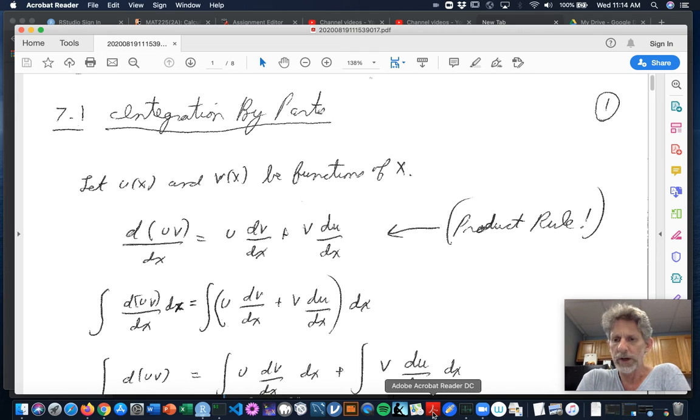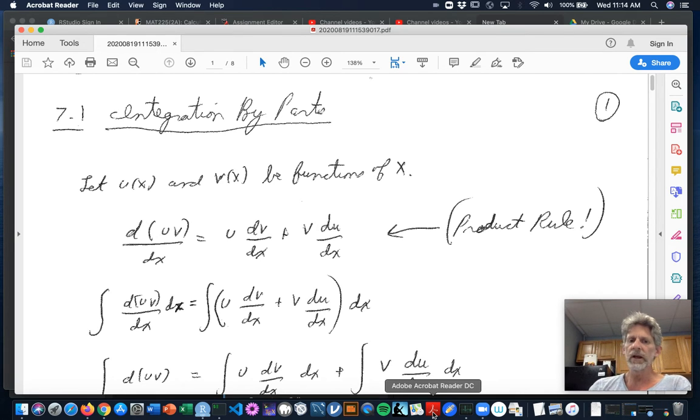Hey everybody, Dr. White here, beginning Chapter 7 on techniques for finding antiderivatives. We already know one good technique, u-substitution, but there are a lot more possible tricks that we might try. And in this section, we introduce one of the most important, integration by parts.